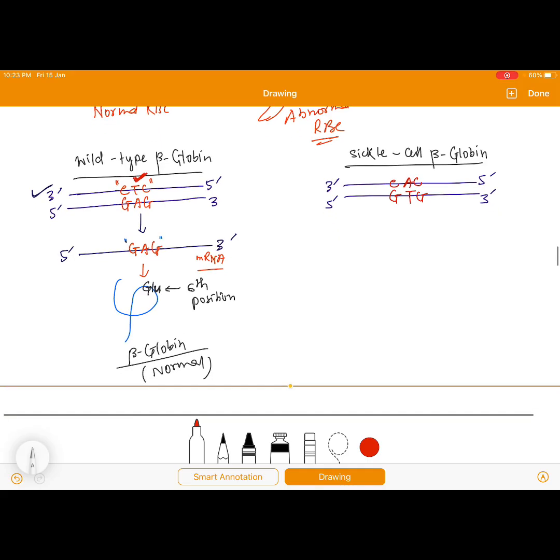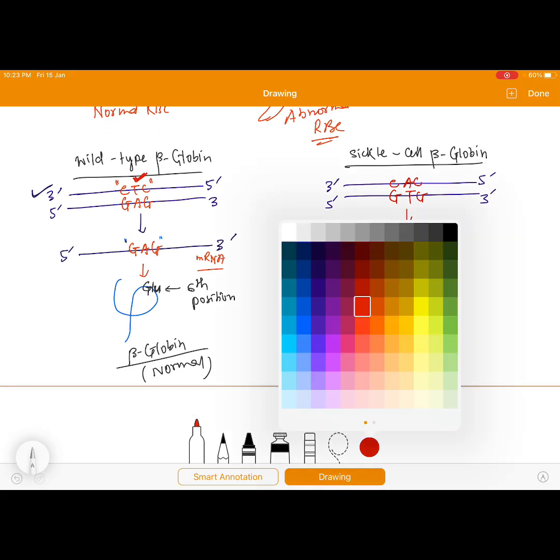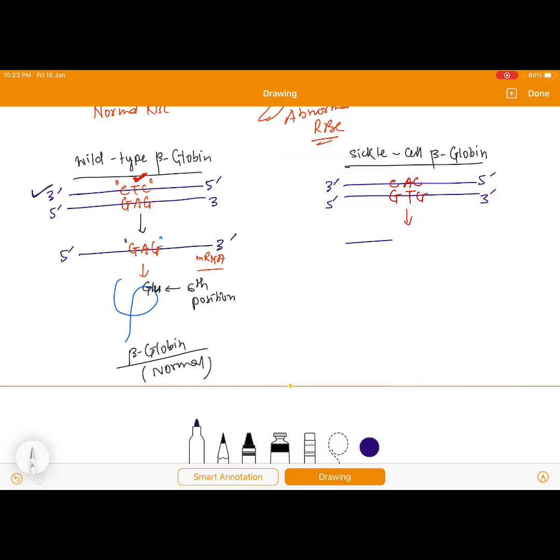Now if this particular gene is transcribed, it is going to form an mRNA. Here also the upper strand is used as a template. So mRNA will be like this, 5 prime to 3 prime, and the codon will be changed here because it is now GUG. Earlier the codon was GAG because the sequence was CTC in the gene, but the sequence in the gene is now CAC, and because of that the entire codon is changed and it is now GUG.